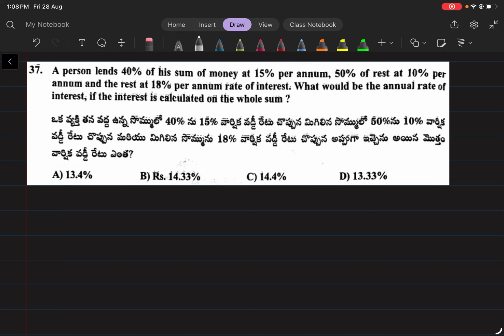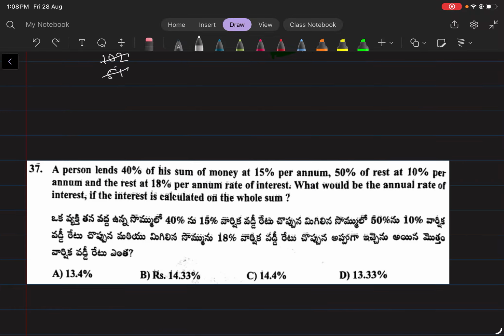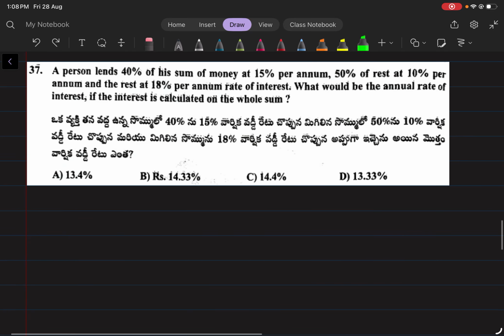A person lends 40% of his sum at 15% per annum, 50% of the rest at 10% per annum, and the rest at 18% per annum. What would be the annual rate of interest? We have to find the annual rate of interest if the interest rate is calculated on the whole sum.